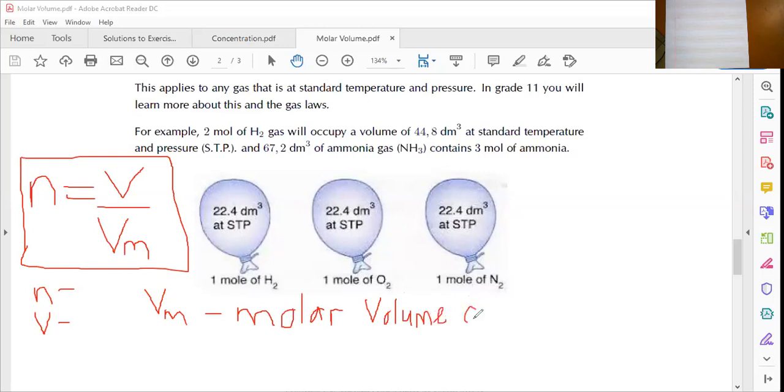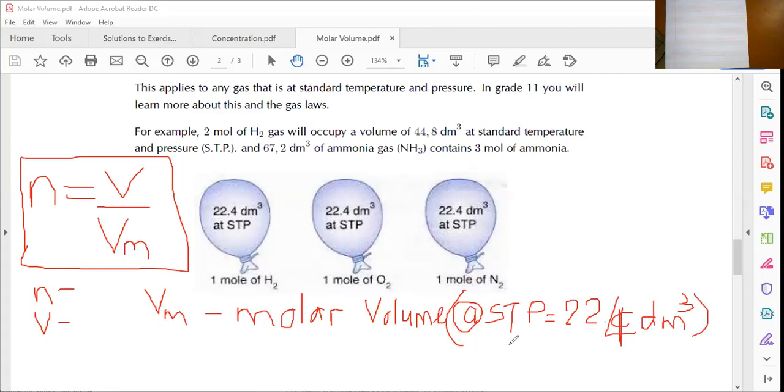And molar volume at STP: at STP, your Vm is going to be equal to 22.4 cubic decimeters. If your conditions are not STP, you cannot use 22.4. So you must look for the words standard temperature and pressure.